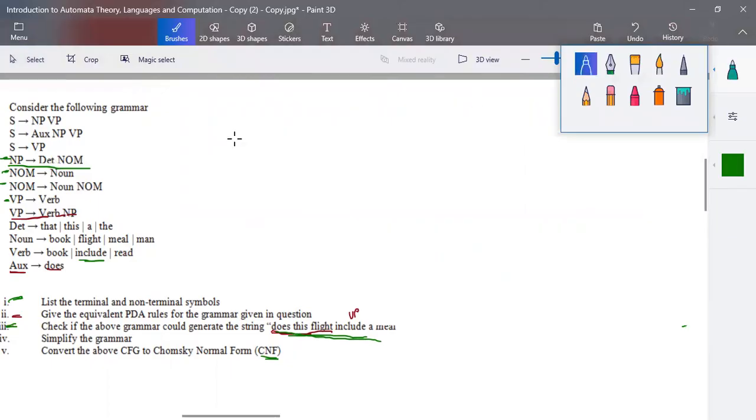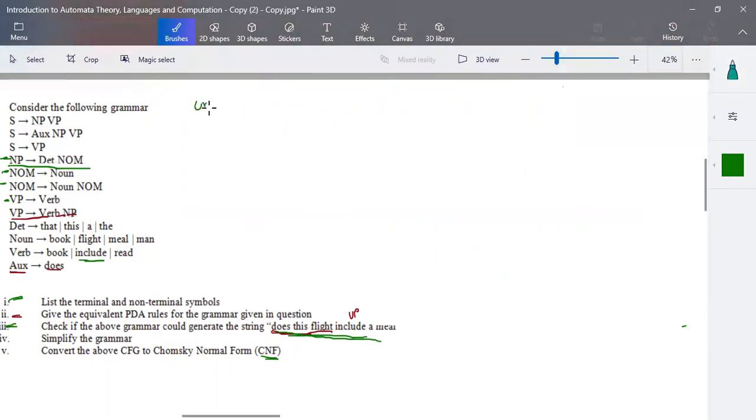And the last thing is you have to check for all unit productions. When can you call something a unit production here? When you have a variable tends to variable. Okay, so this is called a unit production. See here, S tends to NP VP, S tends to AUX NP VP. These are all some set of elements, but you have S tends to VP. So S tends to VP is a unit production. So when you have a unit production, instead of this, you have to make a substitution: wherever you have VP production, substitute it directly.